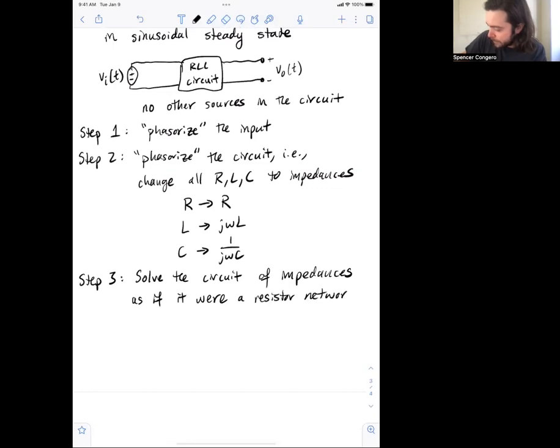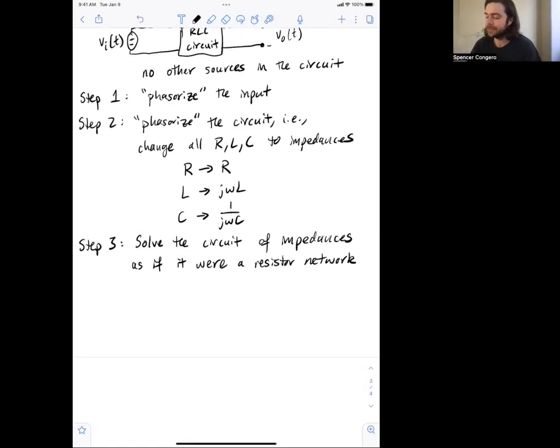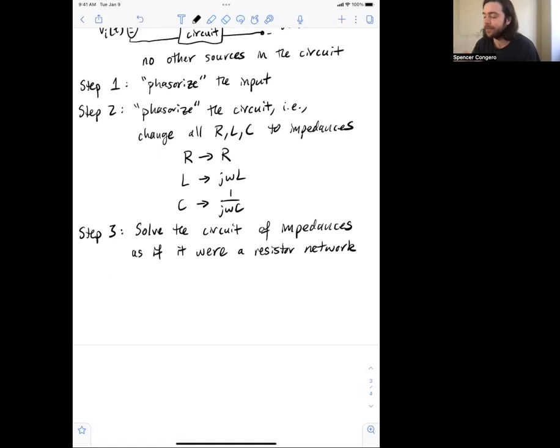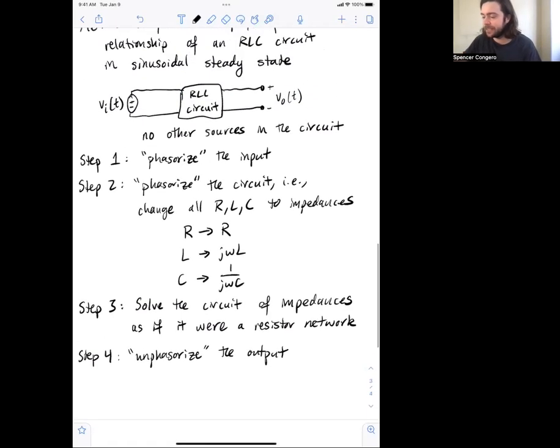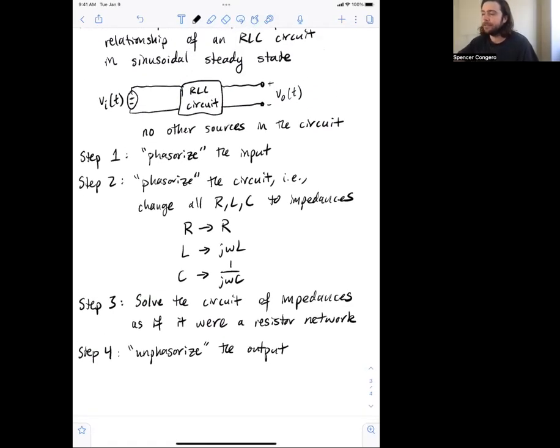I'm sure you've all seen this before. Once we have it in terms of all the impedances, we can combine the impedances as if they were resistors in series and parallel, whatever we have. And then finally, step 4 is that we can find the output in terms of the input, and then we can unphasorize, or convert back, the output. So that's the general setup for how to solve this type of question.